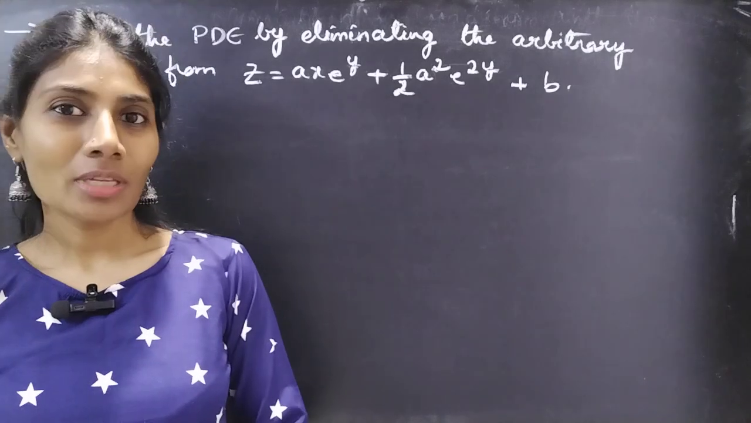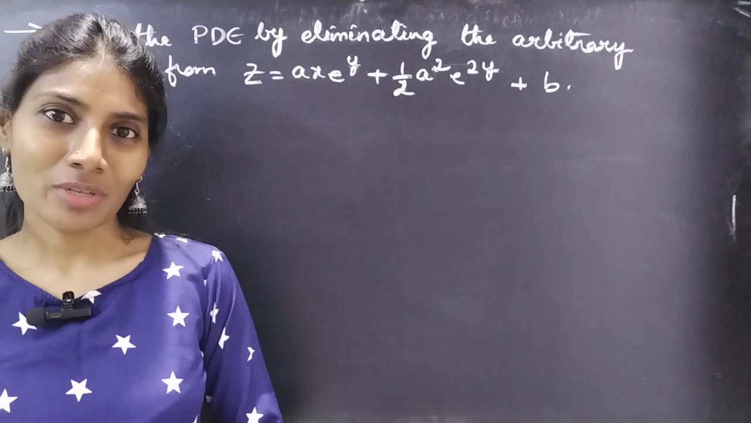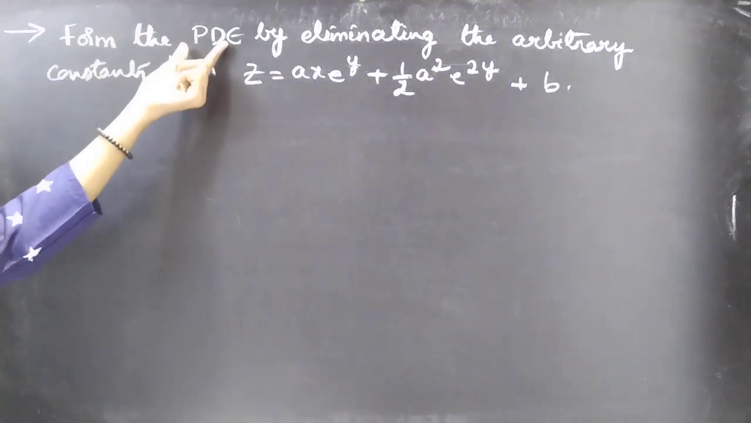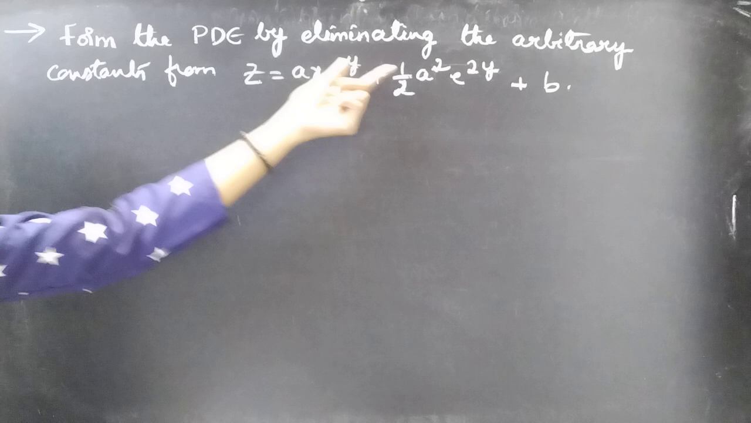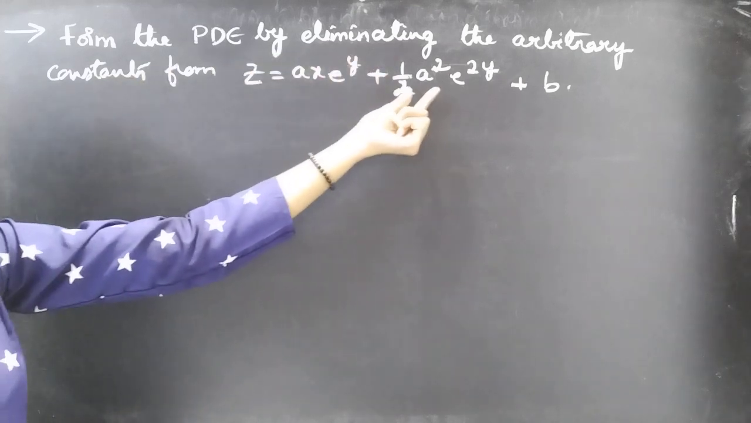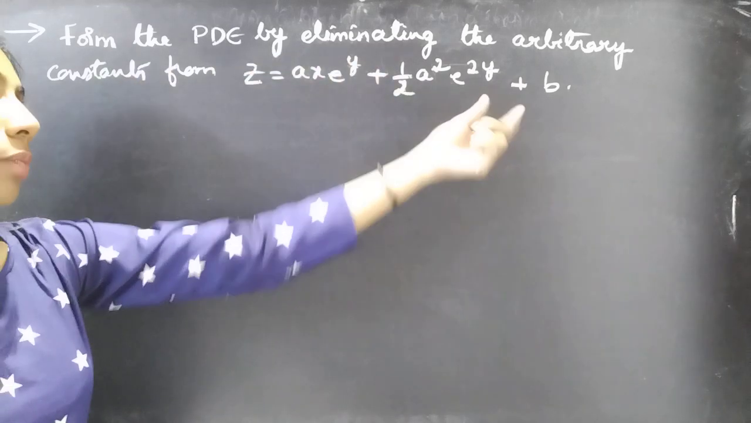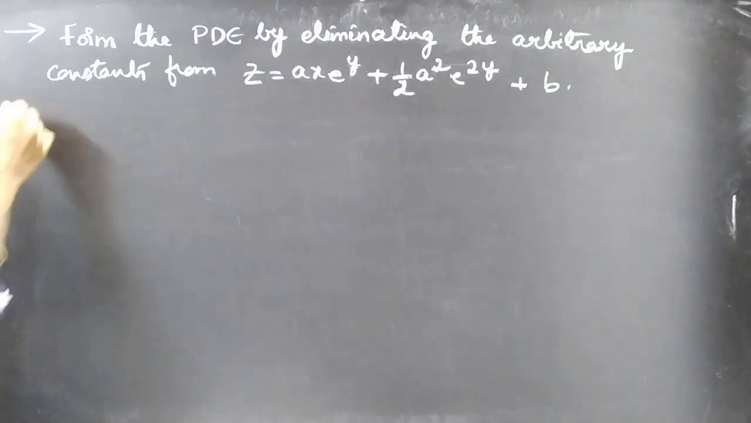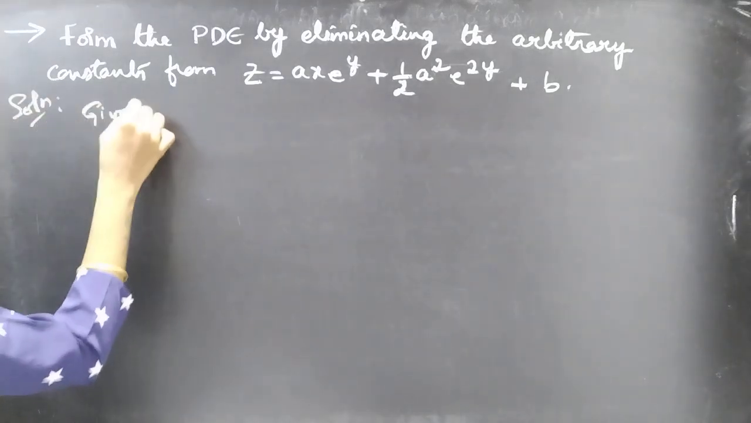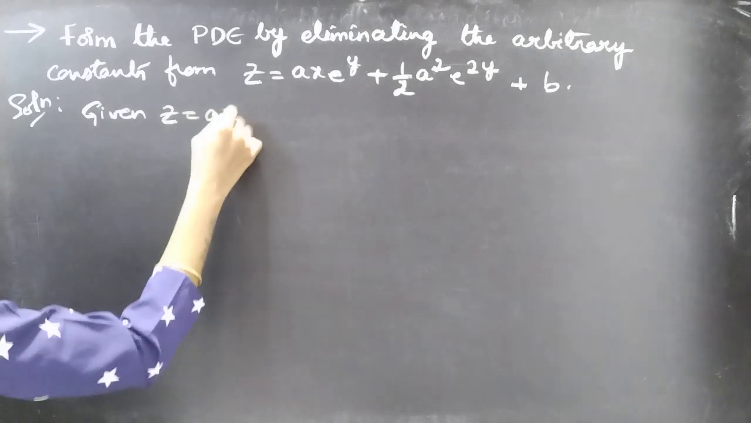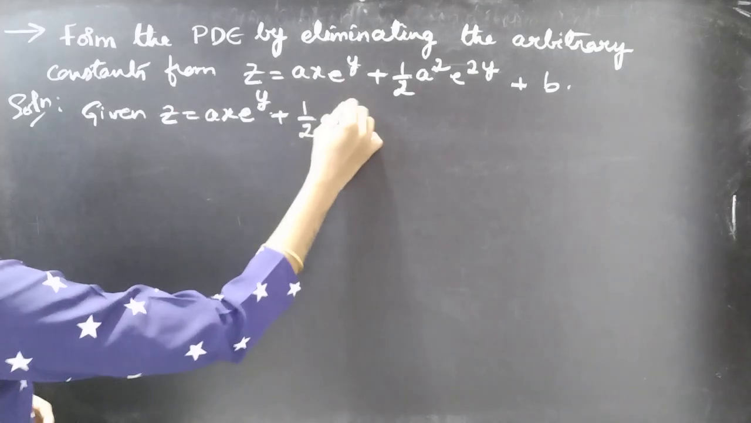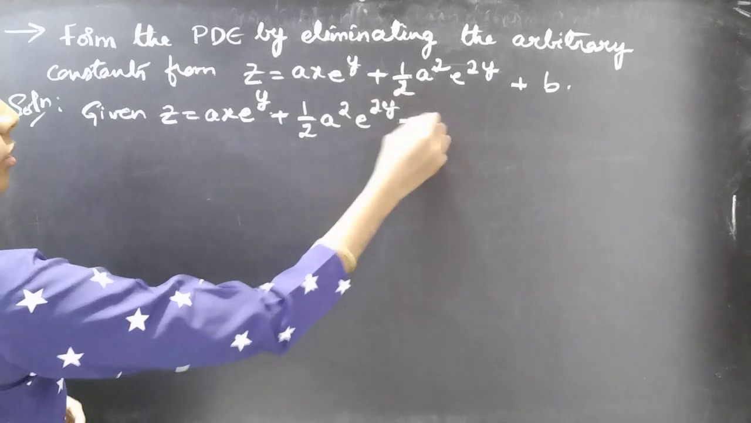In this video, we're going to see a problem from partial differential equations. So let's get going. Problem: form the partial differential equation by eliminating the arbitrary constants from z equal to ax e power y plus 1 by 2a square e power 2y plus b. So here we are given a relation or an equation: z equal to ax e power y plus 1 by 2 a square e power 2y plus b.